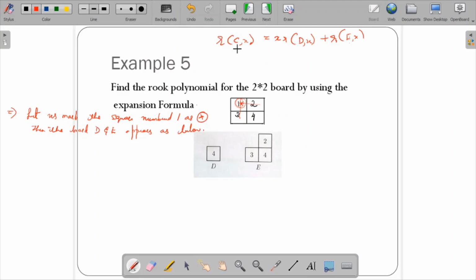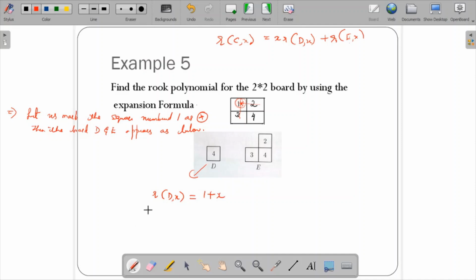That expansion formula is R of C of x equals x into R of D of x plus R of E of x. Now for this D of x, we are going to find R of D of x. It has only one element, so R1 is just one. The board D contains only one square, so R of D of x would be 1 plus x.